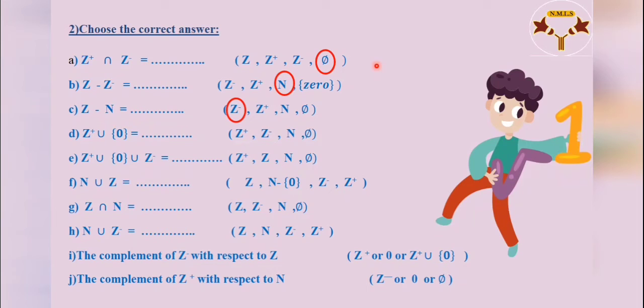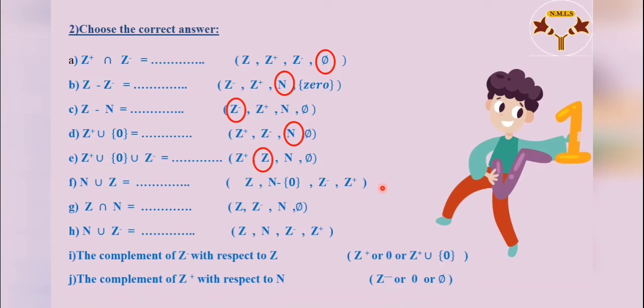Number C, Z minus N. We just say this, Z minus N equals, yes, Z negative. Number D, Z positive union 0. We said it many times. Z positive and 0, the set of positive integers and 0, is N. Number E, Z positive union 0 union Z negative. Z positive union 0 union Z negative is the set of integers Z.